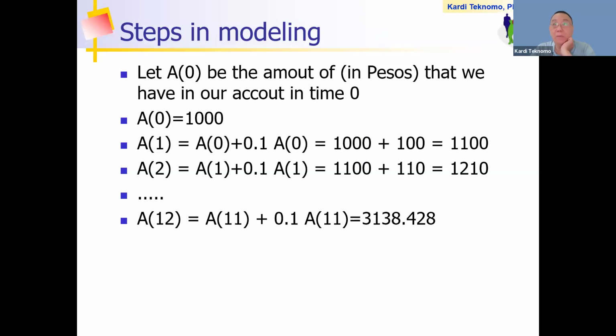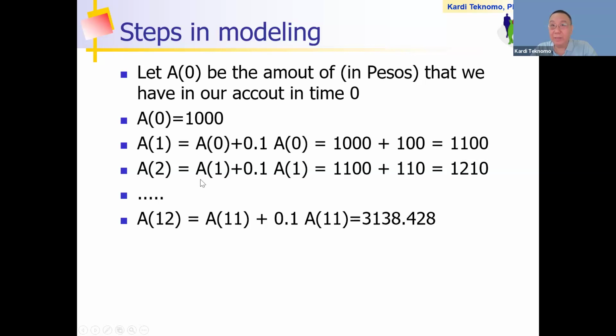Your initial amount, I will put that as A0, which is 1,000. This is the amount in pesos. So A0 means the amount of your money in pesos at time 0, which is June 1, 2020. And in the first year, if you get 10%, this is your money: 1,000 plus 100, which is 10% of that 1,000. So you get 1,100.